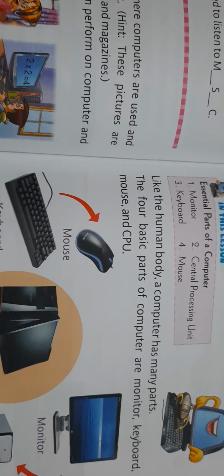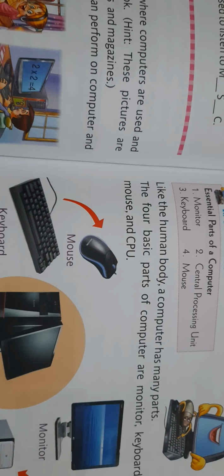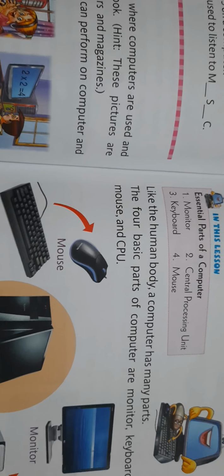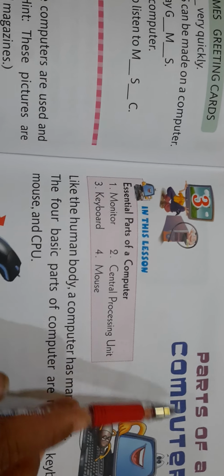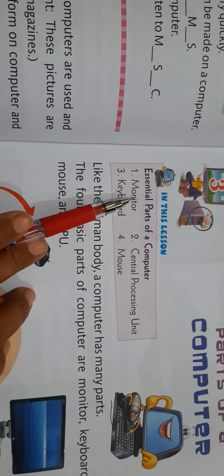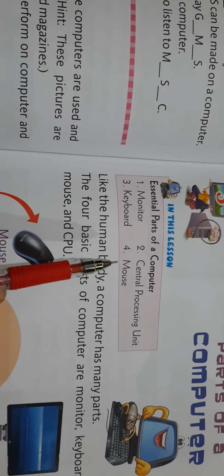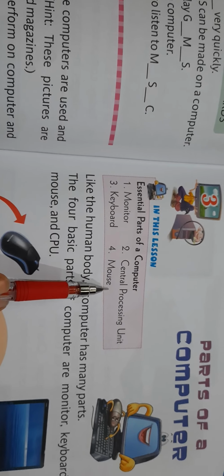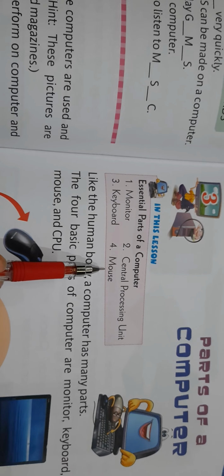After seeing the video and practically knowing the different parts of a computer, now let us start the next chapter, chapter number 3, parts of a computer. So there are 4 essential parts of a computer, as I explained in the video also. First is monitor, CPU, keyboard and mouse.